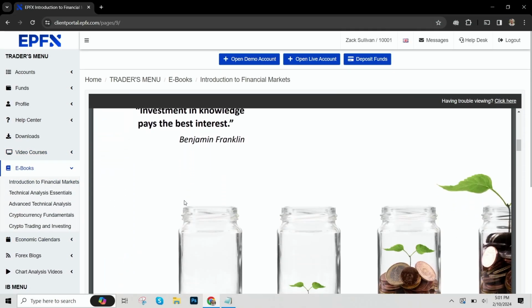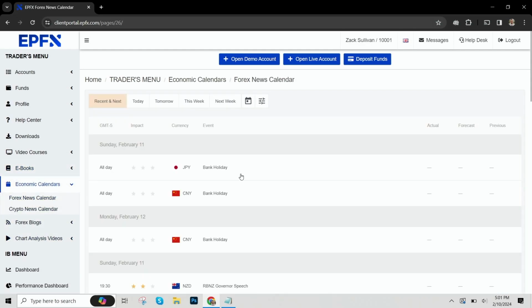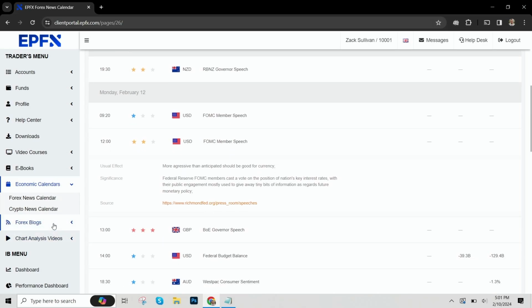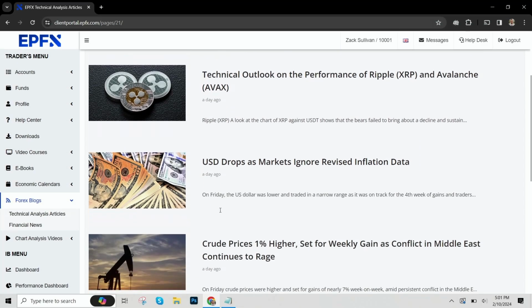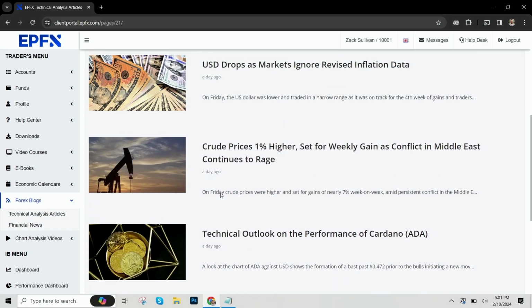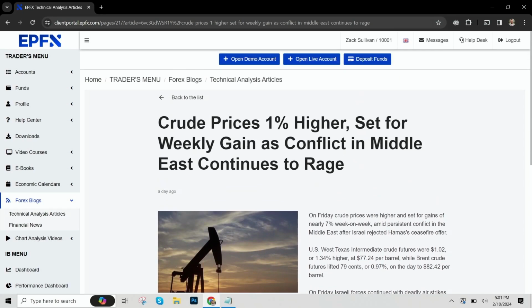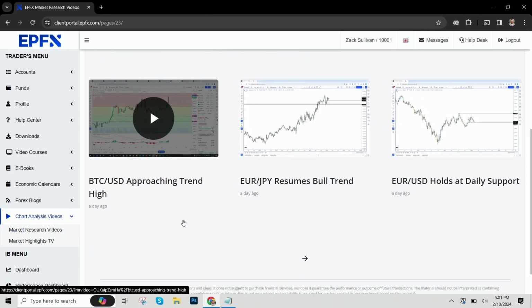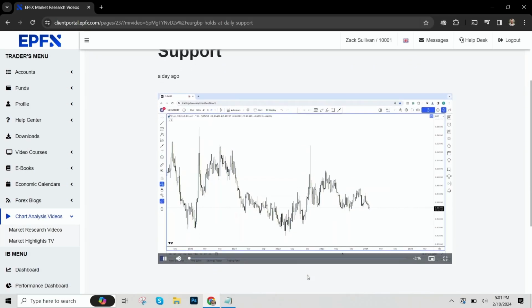We also have economic calendars, which is pulled from MyFXBook, where you can see all of the upcoming news in the financial markets. Under the Forex blogs option, our market research team publishes articles multiple times daily to keep you up to date with recent developments in the financial sector. Lastly, in the chart analysis videos section, you will find videos posted multiple times daily by our expert traders, giving you insights into the markets and potential trading setups.